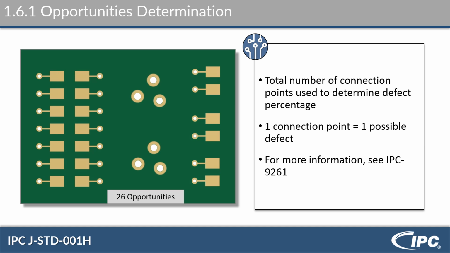Opportunities determination. Total number of connection points is used to determine defect percentage. One connection point is one possible defect. This has 26 opportunities. If you divide 100 by 26, you'll get approximately 4, because 100 divided by 25 is 4. So each one of these opportunities is approximately 4% error. So it's basically a 4% chance.